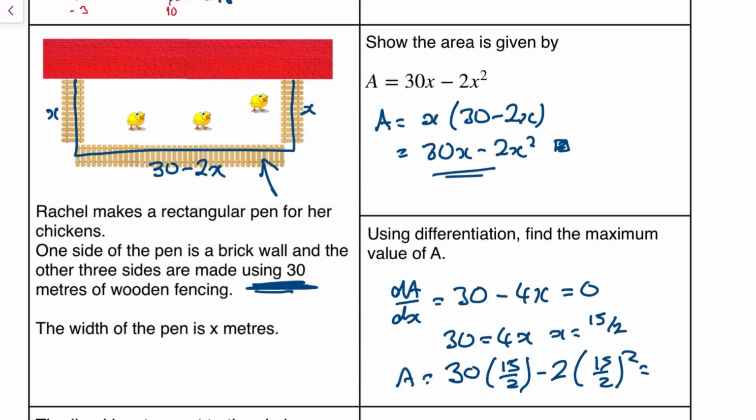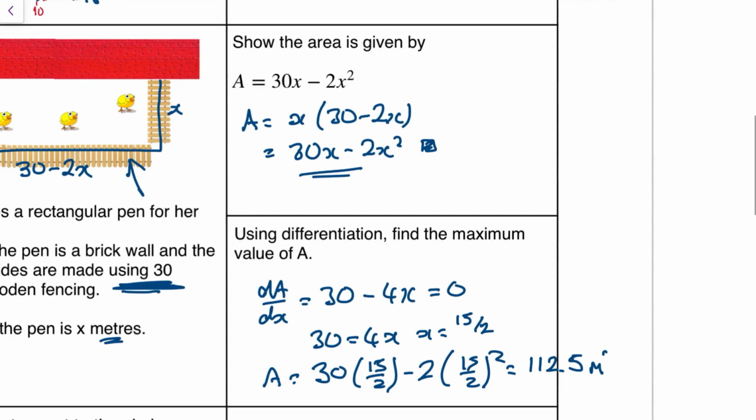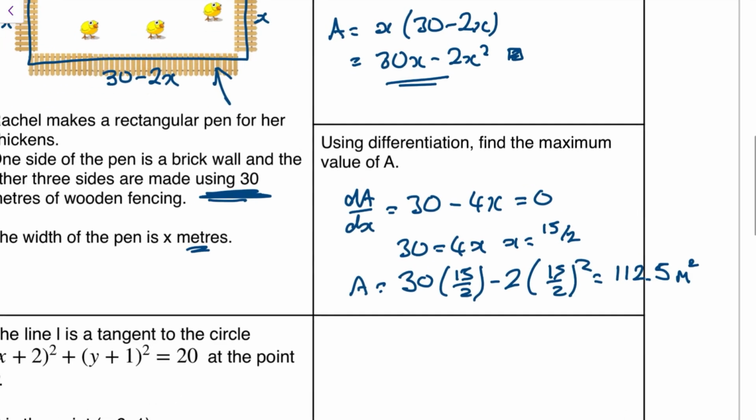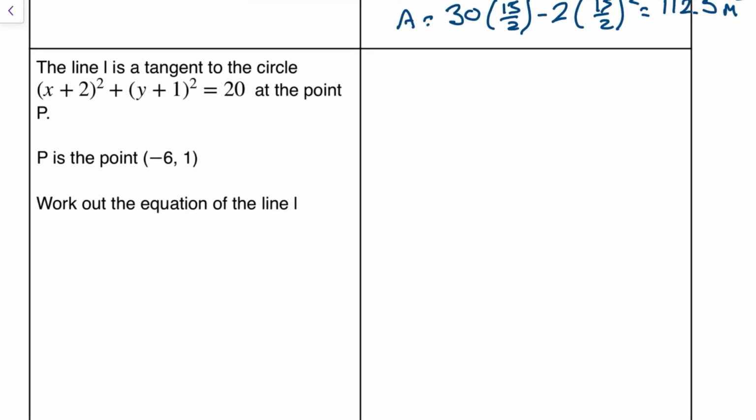And again, calculator out, so it's going to be 30 times 15 over 2 minus, we'll be careful here, 2 times 15 squared over 4, and that's going to give me 112.5. And what's the unit? So I'm doing this in meters, so 112.5 meters squared. Question done. Next, and I believe, yes, indeed, final question of today.